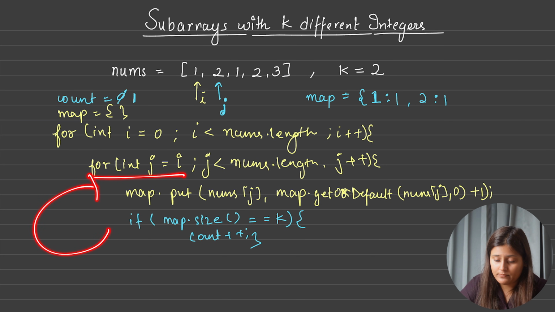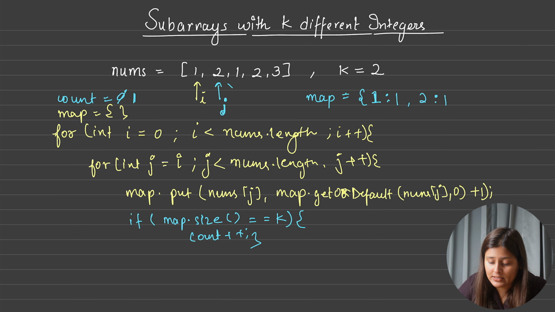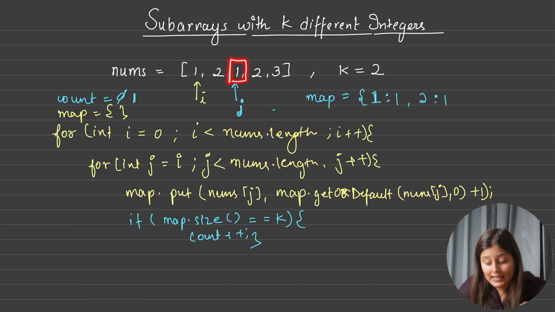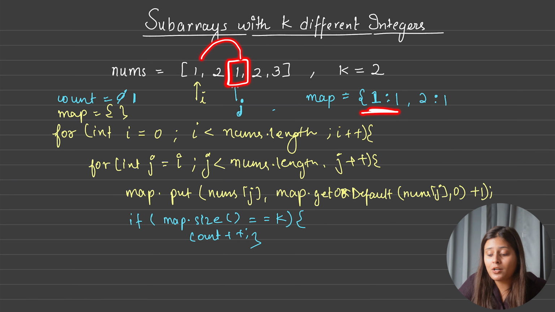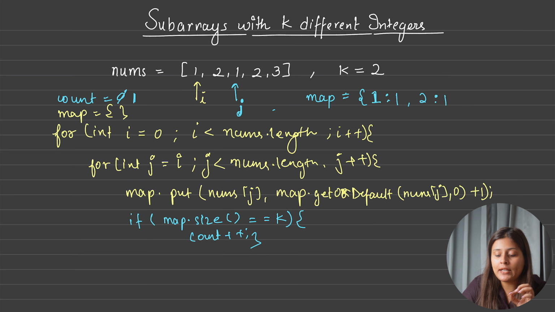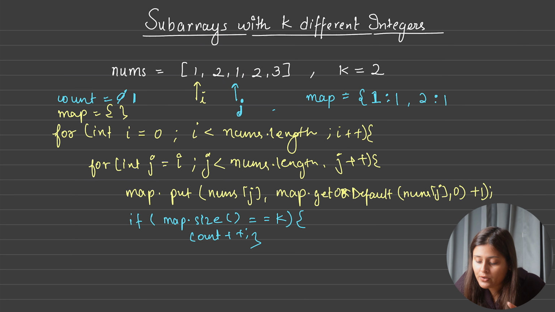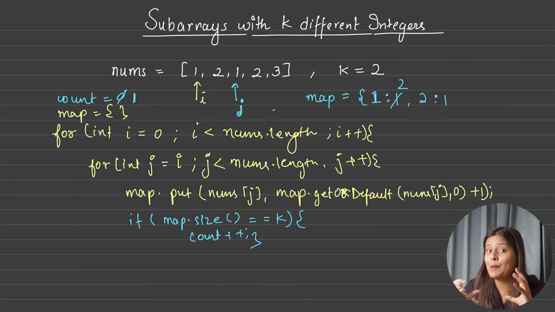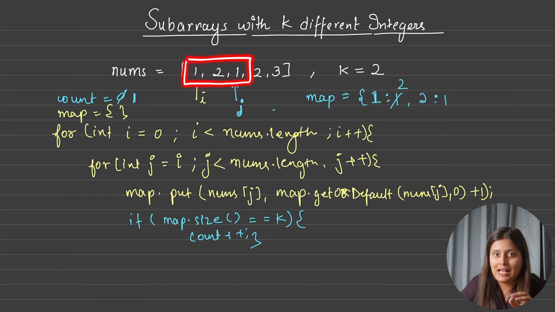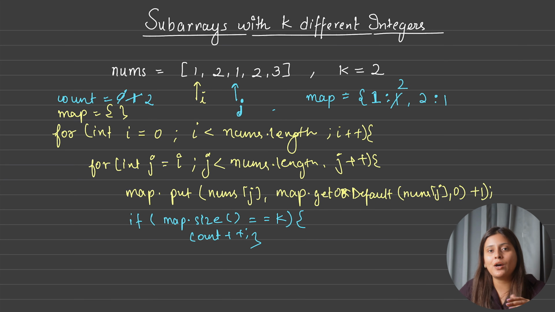Again we will move our j index. So the j index now will point to first, and now we can see that this value is already in the map. So we will not insert any new key, we will only increment its frequency. So frequency will become 2 now. Still the map size is exactly k, so it will again fall in this if condition, and it will include this subarray also as our answer. So we will increase our counter to 2 now. As of now we have 2 such subarrays which have exactly k unique numbers, correct?